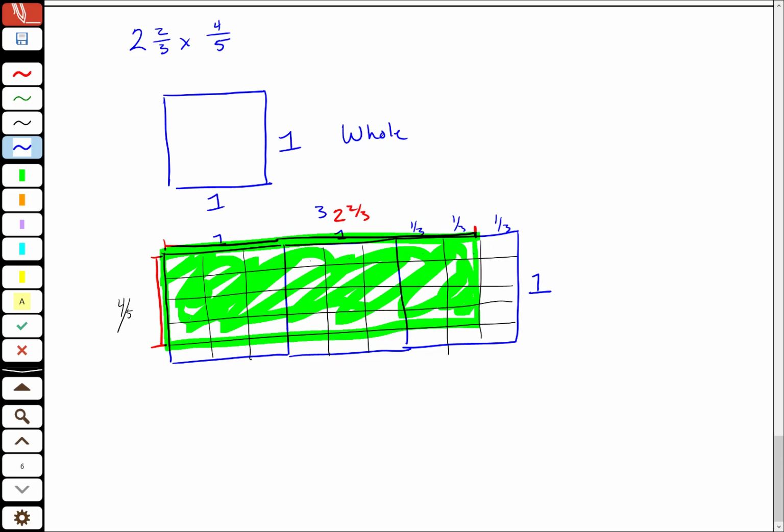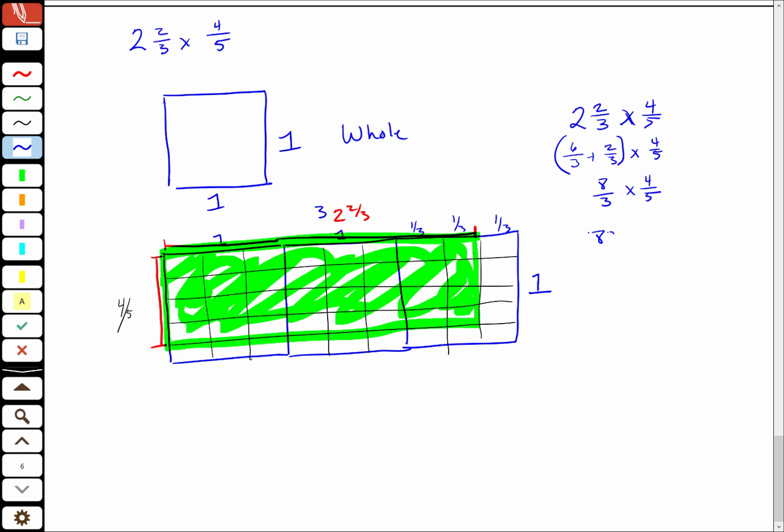So I want to make sure that I know what this result is. So I'm going to come over here and let's see, how many is that? I wanted 2 and 2/3 times 4/5. I'm going to convert 2 and 2/3 into an improper fraction. So the number 2 for sure is 6/3. And I'm going to add that to 2/3 because it's 2 plus 2/3. So I get 8/3 times 4/5, right?